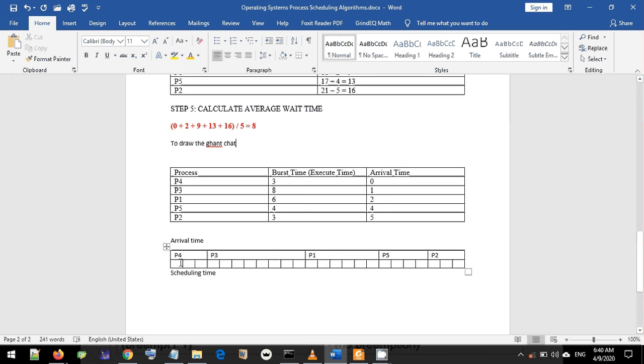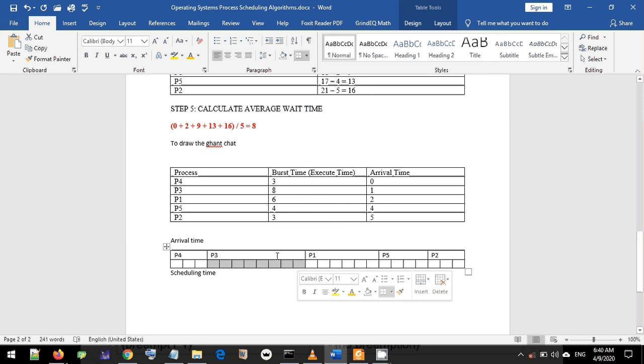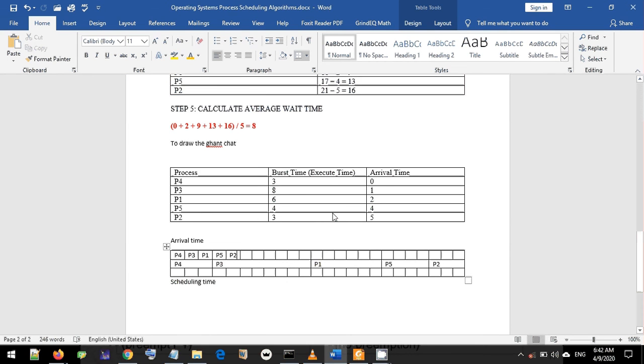Each box indicates a cycle of execution. Process 4 executes a burst time of 3 cycles. That's why we have 3 boxes assigned to process 4. Process 3 executes a burst time of 8 cycles. That's why 8 boxes are assigned to process 3. Now, since it's first come first serve basis, at the 0th time instant, process 4 arrives and executes a burst of 3. So process 4 executes for 3 cycles, right?